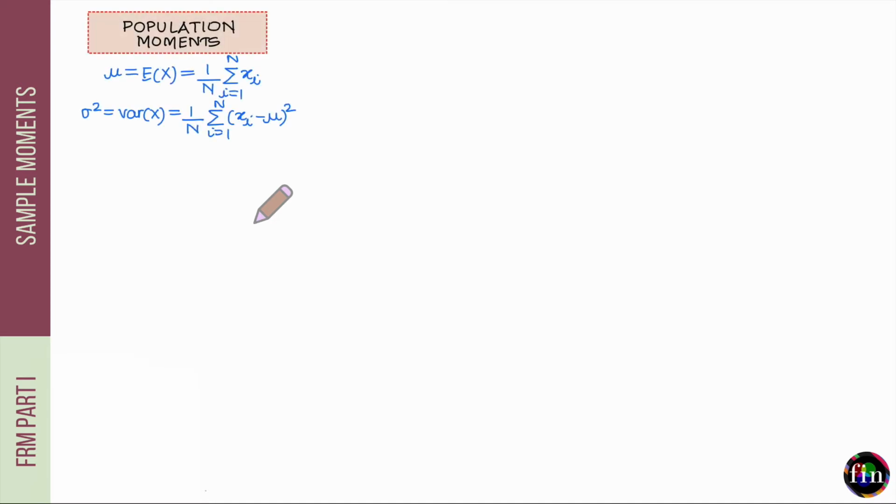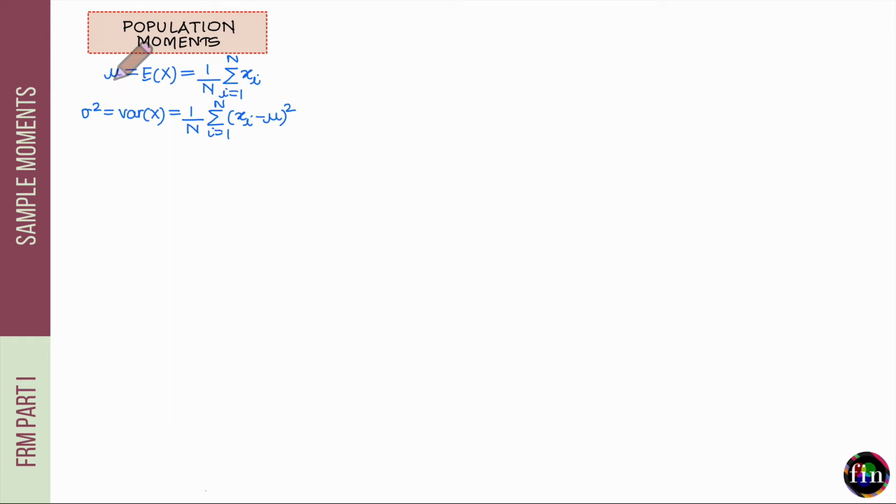Let me assume that I have access to an entire population, let's say one which contains these many members. For all these population members, let's say I have observed the value of a variable capital X, and I can use this information to calculate both the expected value of X, denoted by mu, and the variance of X, denoted by sigma squared. Mu and sigma are parameters which are associated with the entire population.